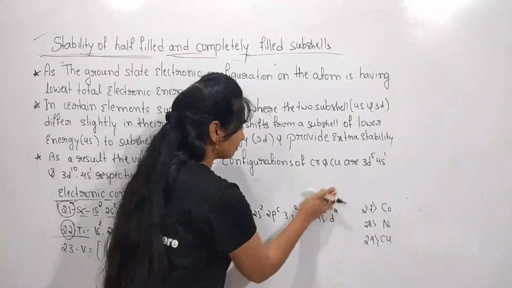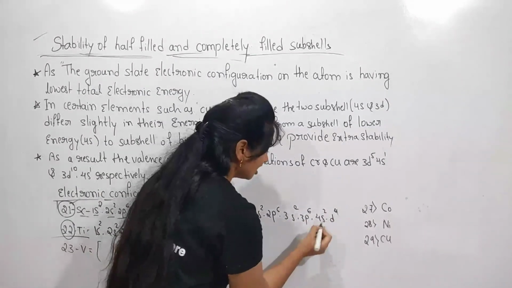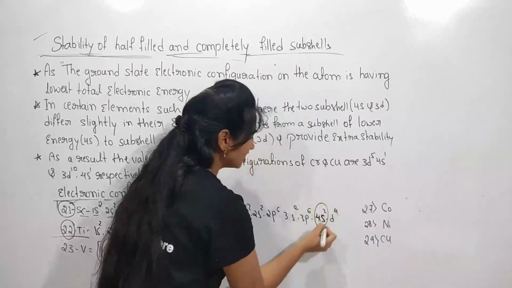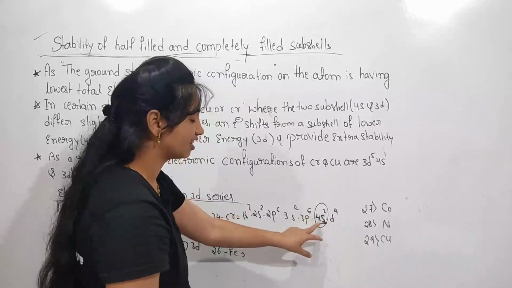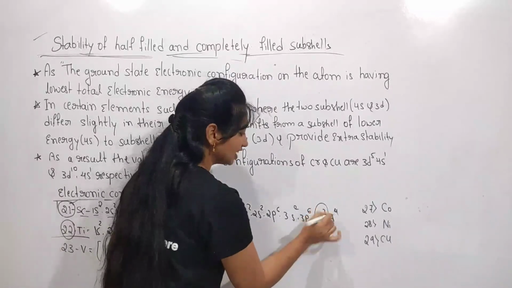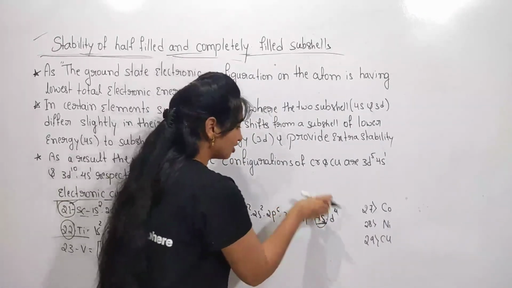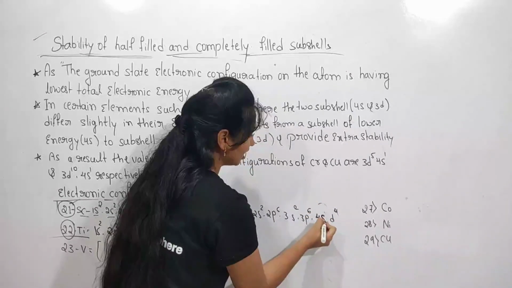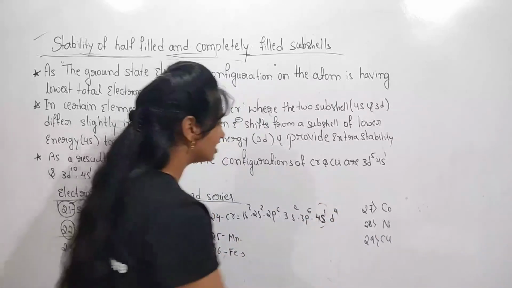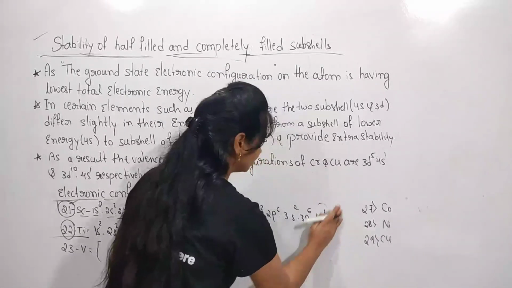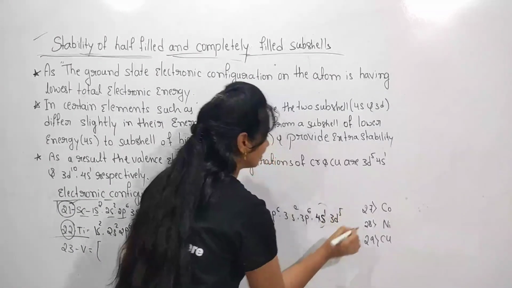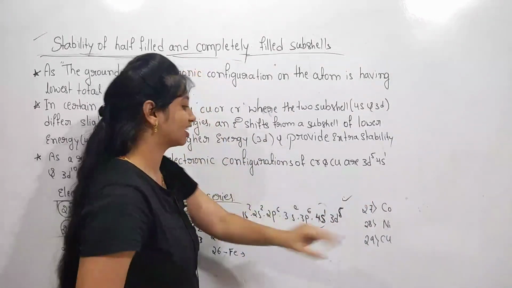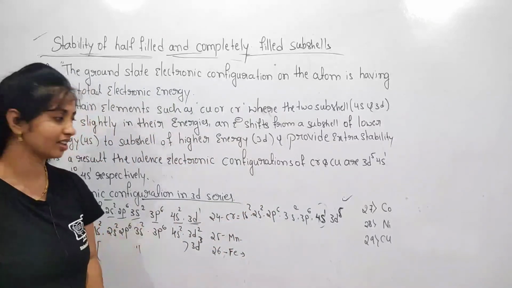Here what happened? In this 4s subshell we have 2 electrons, but instead of 2 we have only 1 electron, and instead of 4 in 3d we have 5 electrons, 3d5. So this one is the correct configuration for chromium.